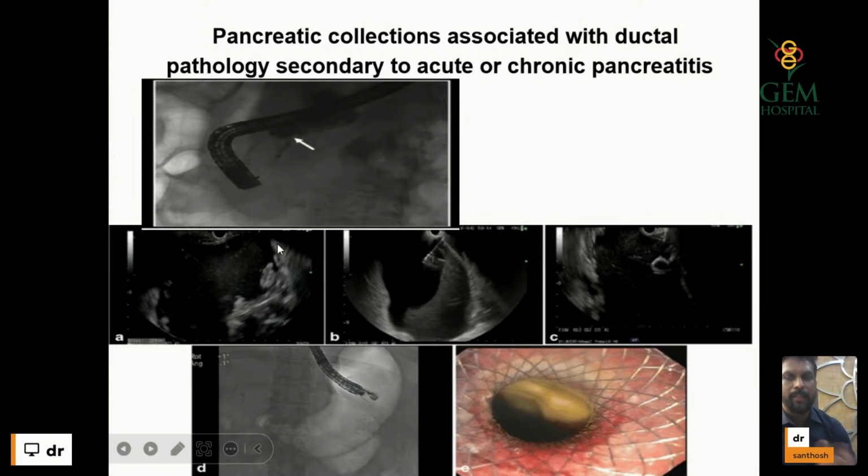Also, if the collection is large, we can go ahead with an EUS-guided drainage procedure. It can be either a plastic stent or a metal stent. This is a LAMS, which can be used to drain the pancreatic collection.